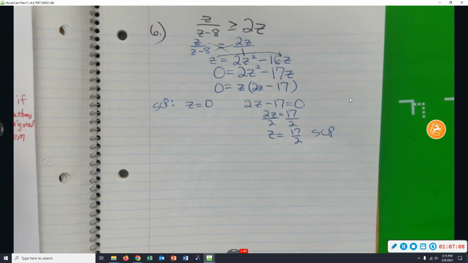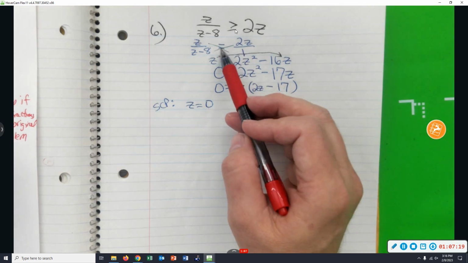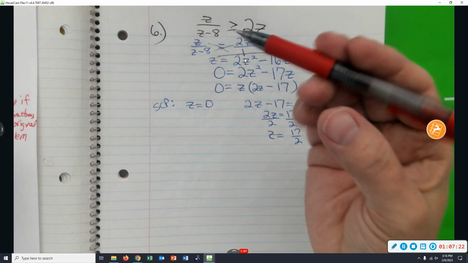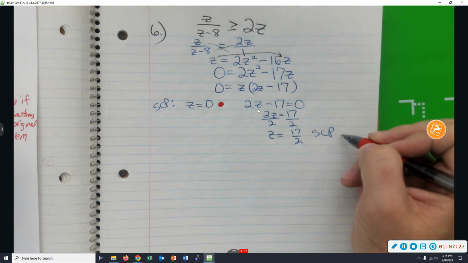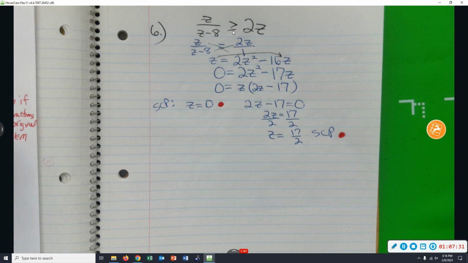And how are we going to label these solution cut points? I'll give you a hint. It's either open or closed. These numbers make the left side equal the right side. Equality's okay, so I agree. Closed circle. You have an equal sign in the original problem. For the solution cut points, use a closed circle.